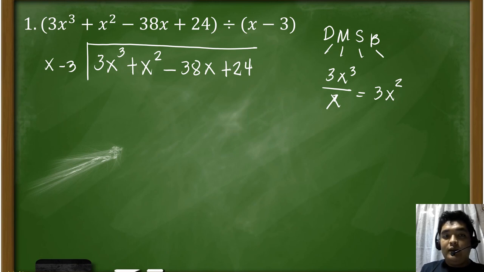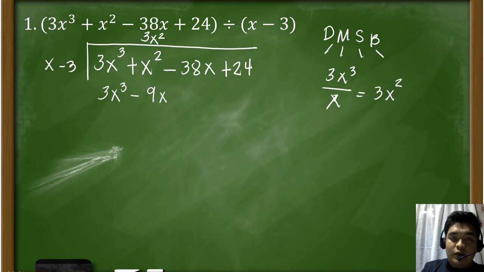So where should we put 3x squared? It should be in the same level as the same terms. So we will put here 3x squared. Then 3x squared times x is 3x cubed. 3x squared times negative 3 is negative 9x squared.